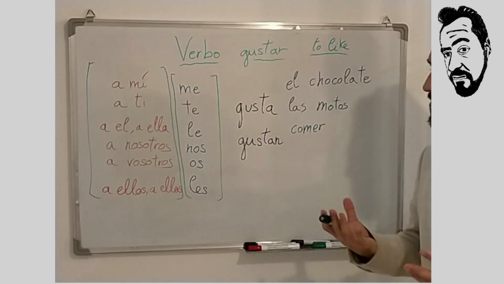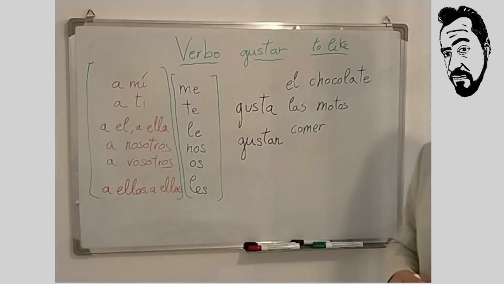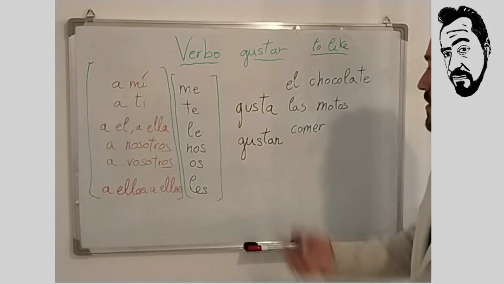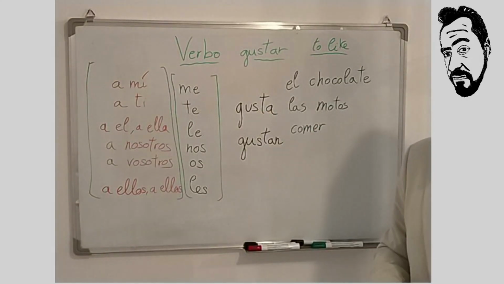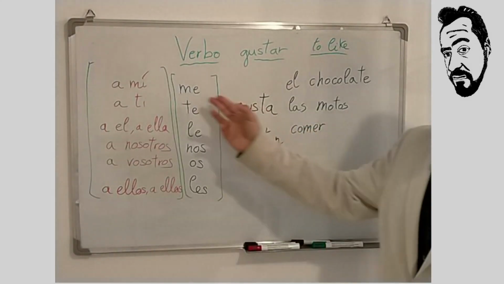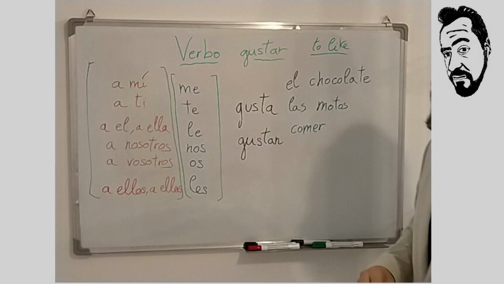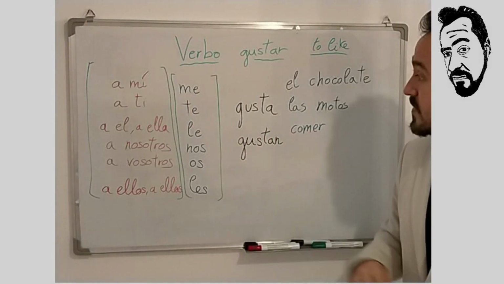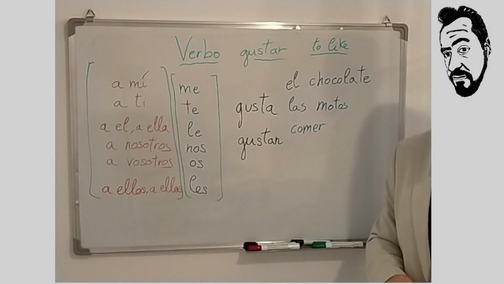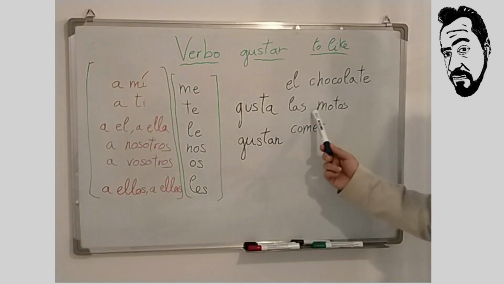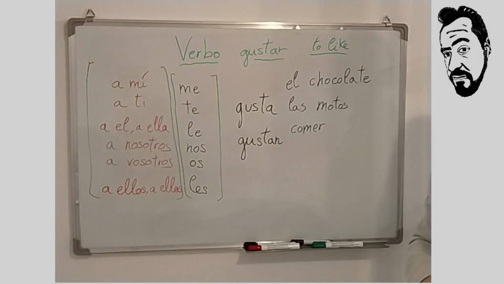So, what's the deal with this verb? Okay, the problem is, in many languages, the equivalent is going to change according to whatever you have before the verb. In Spanish, it's going to be the other way around. It's going to be a special case. The verb is going to agree with what we have behind.